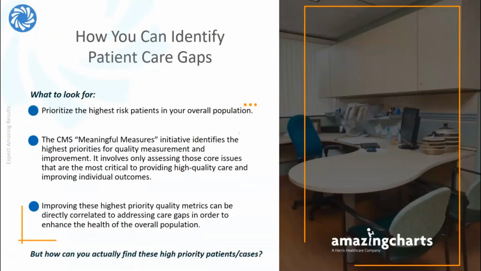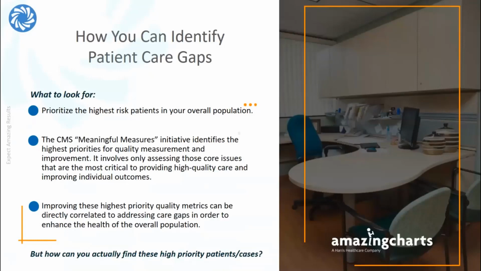The CMS Meaningful Measures Initiative identifies the highest priorities for quality measurement and improvement. It involves only assessing those core issues that are the most critical to providing high quality care and improving individual outcomes. So looking at those CMS measures, those clinical quality measures as part of the care gaps helps you prioritize and get those patients in here.